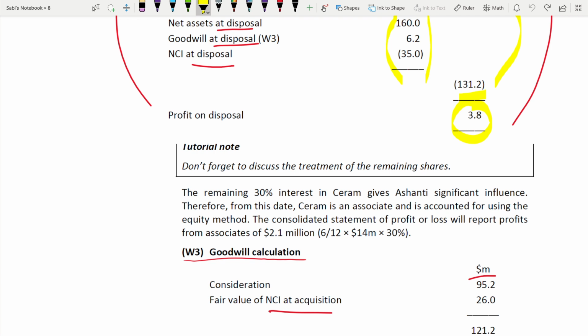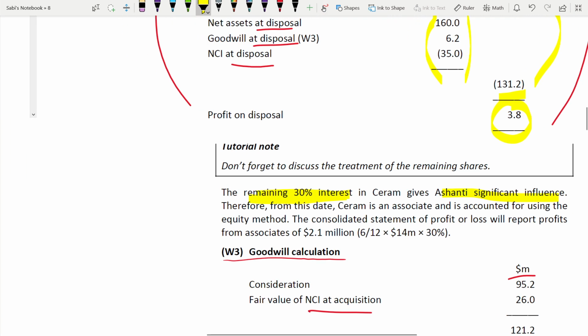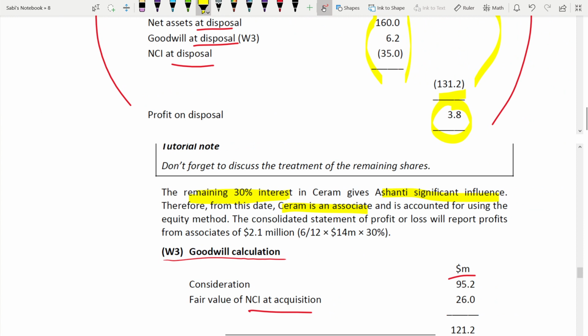Okay, now remaining, how much is remaining? 30% interest, right? 30%. So the remaining 30% interest. Because they have 80 and they have sold 50%. So remaining is 30, no? After they sold 50%, the remaining 30% gives Ashanti significant influence. Please mention this. So therefore from this date, he's an associate. Wait, Seramin is an associate from that date.